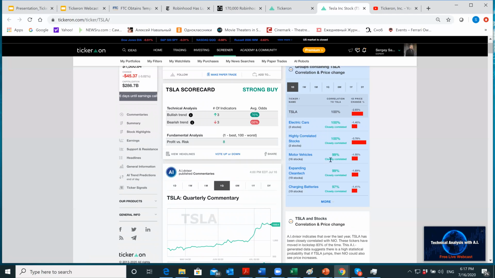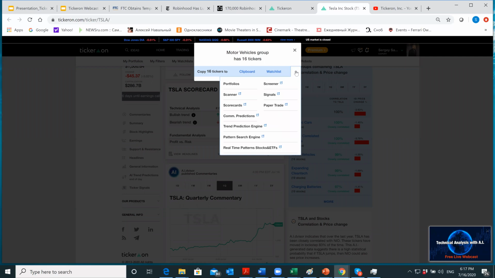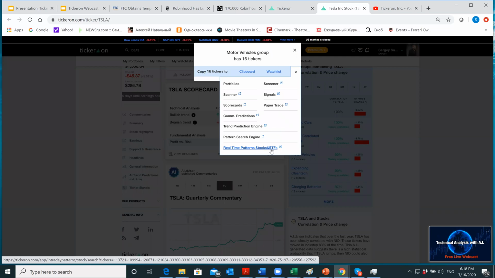So how to use that table? You can use it in the following way. You can click here and then see where you want to go with these 16 stocks, right? So you can create a portfolio, you can put them into the scanner, screener, get signals for only these groups. You can move them to our premium products like trend predictions, pattern search engine, real-time pattern stocks and ETFs. Okay, so everywhere you see blue, it means you can transfer a list of stocks to any other module. Okay, that would be tip of the day number 2.